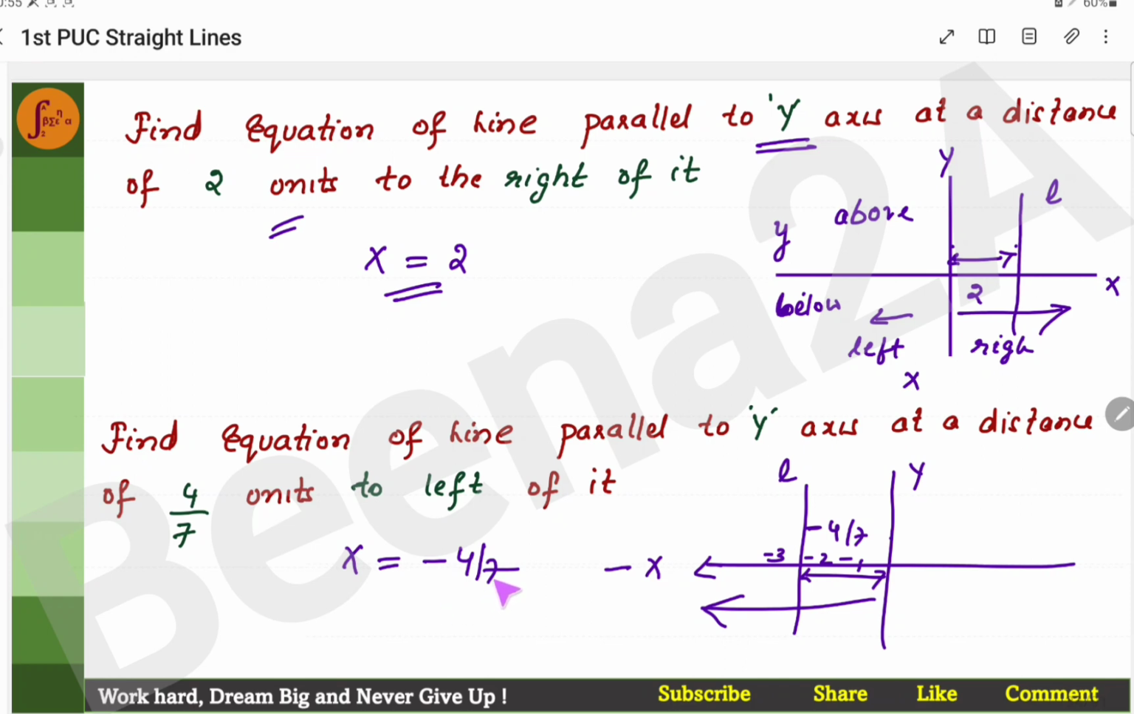So the equation is x = -4/7. Or I can shift the 7 here, so it will be 7x minus 4, or I can say 7x plus 4 is equal to 0.